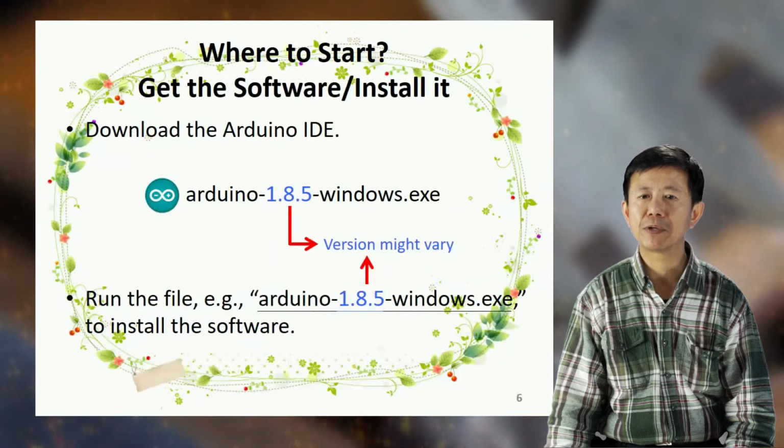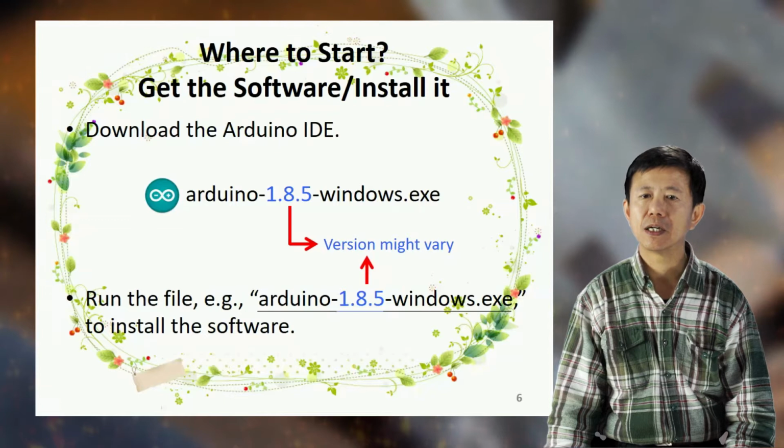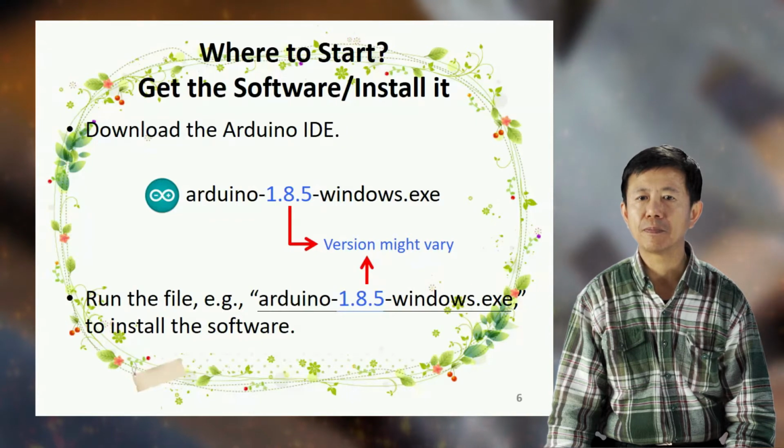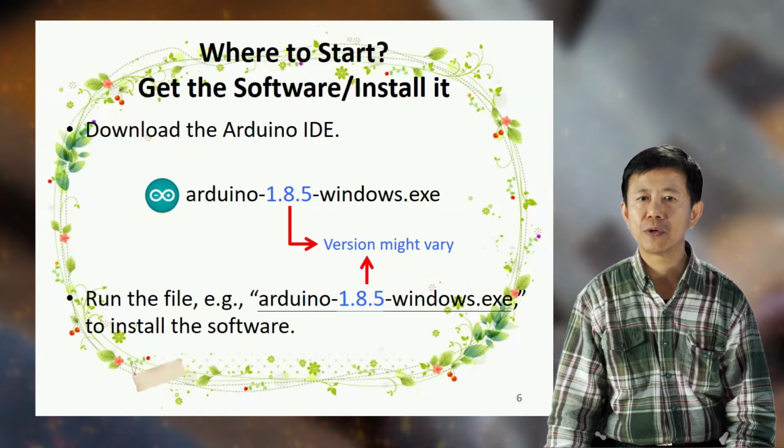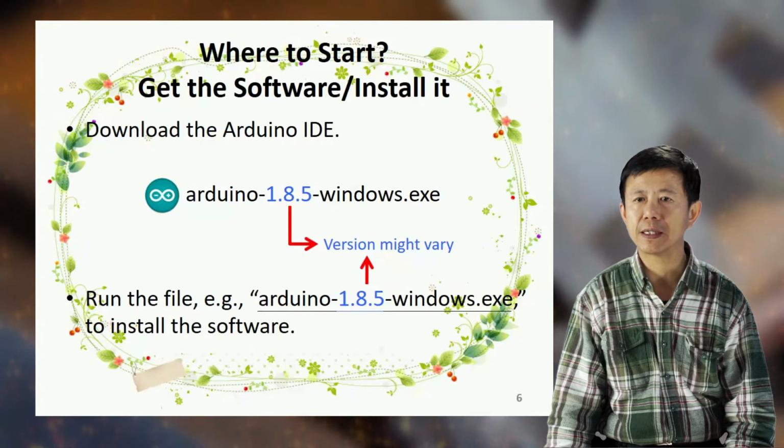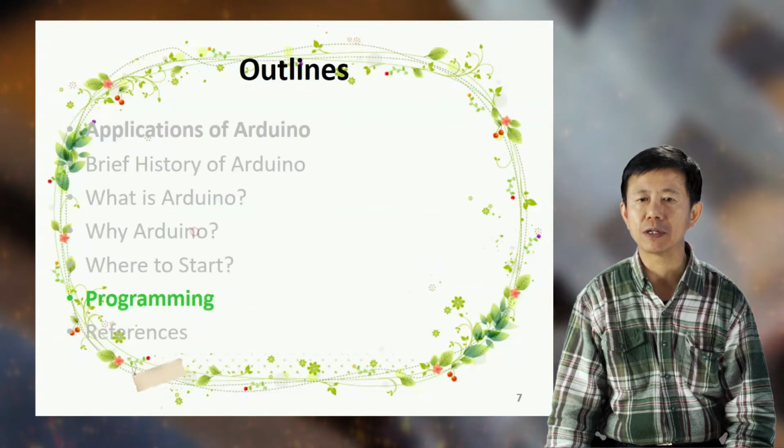I personally prefer to download the Arduino IDE to my PC, so I use it as an example. After download, I got the executive file, e.g. Arduino-1.8.5-windows.exe. Run it to install the software. Please note that 1.8.5 is the version when I made this video clip. You might get a newer version at the time you download.